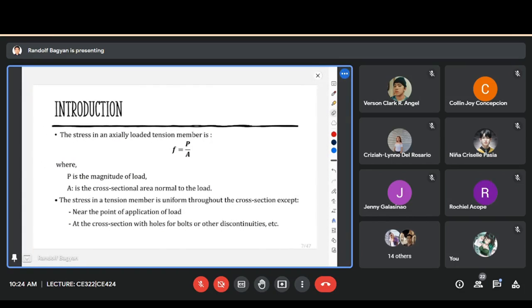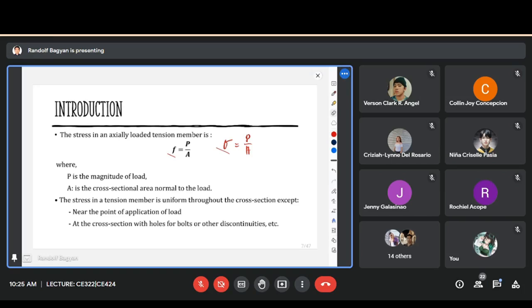Okay. Let's continue. So the stress in an actually loaded tension member is our basic stress formula. Now, if you remember, in our mechanics of deformable bodies, kasi ako din ang teacher noon, di ba class, ang gamit natin, that is your stress. Okay, this is your actual stress is equal to P all over A. So there is no difference, it's just the symbol. So we also use F as stress symbol.